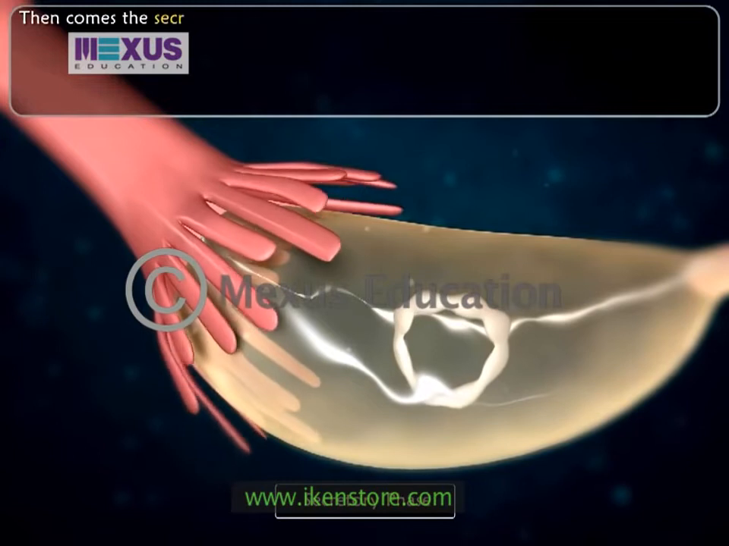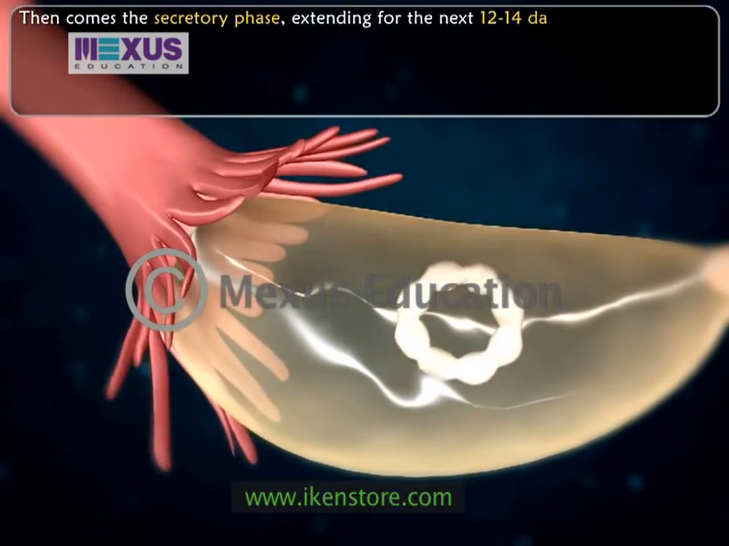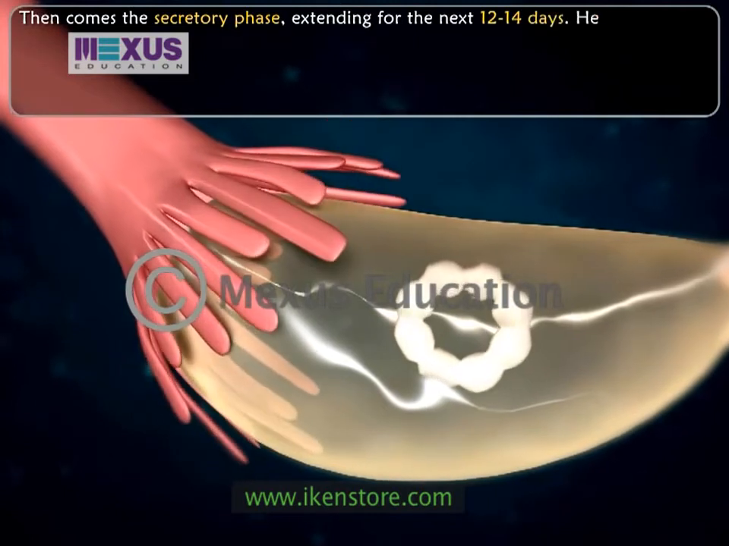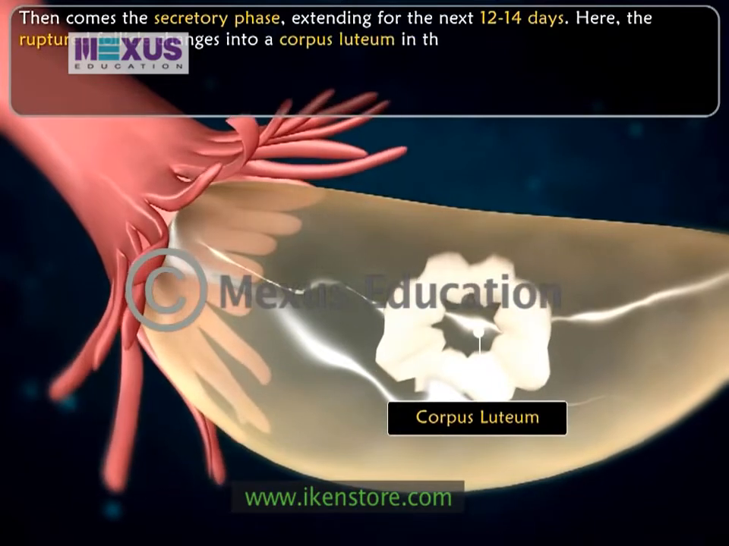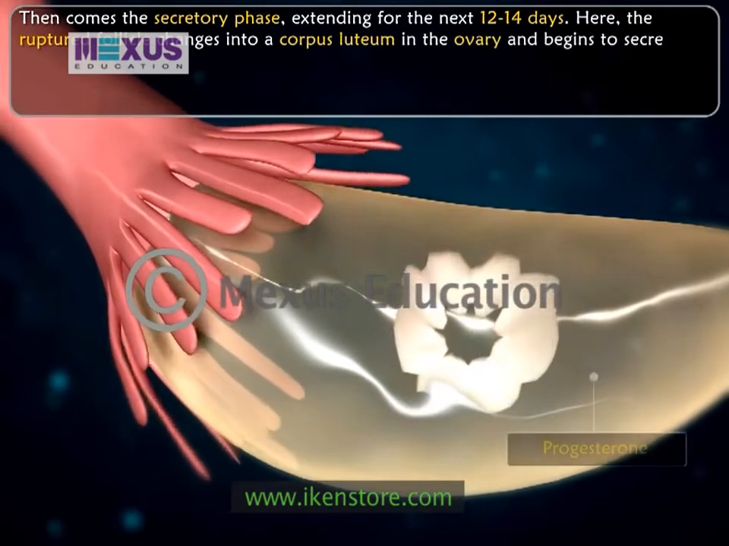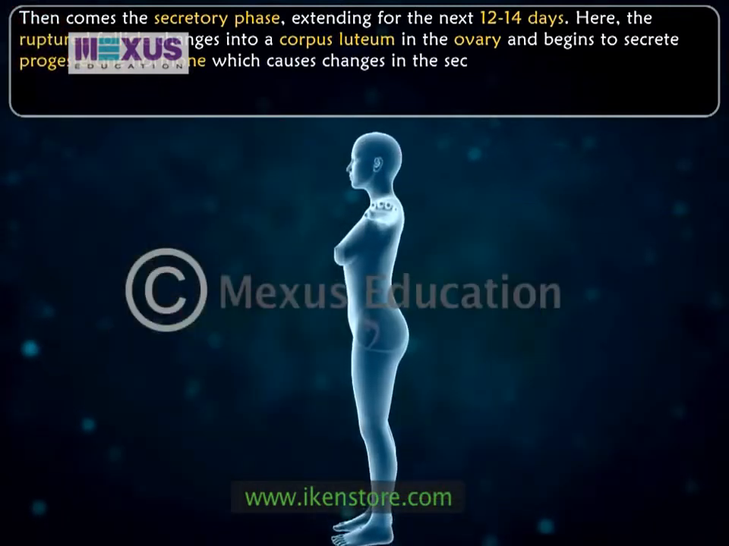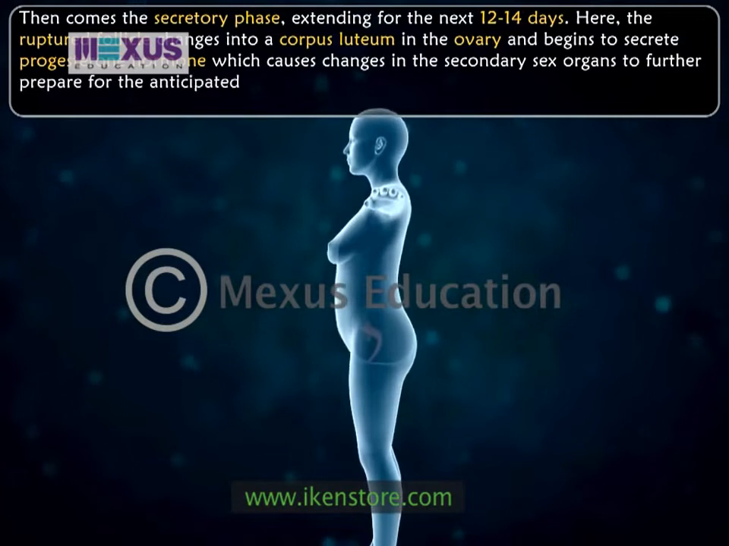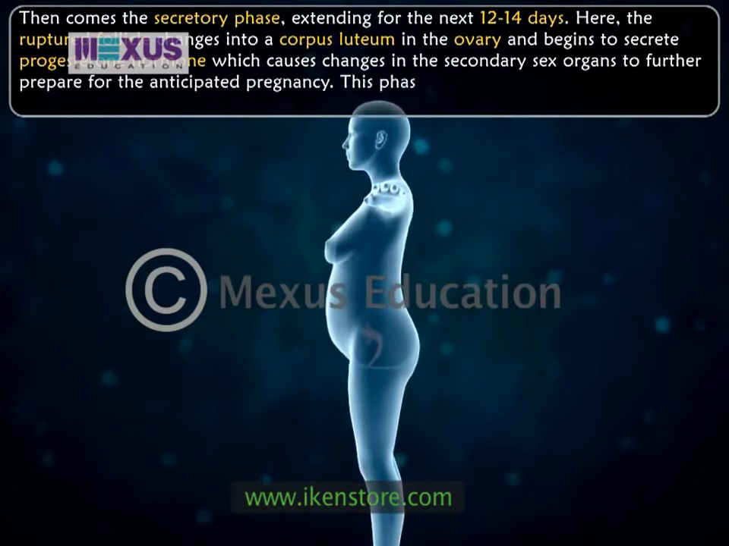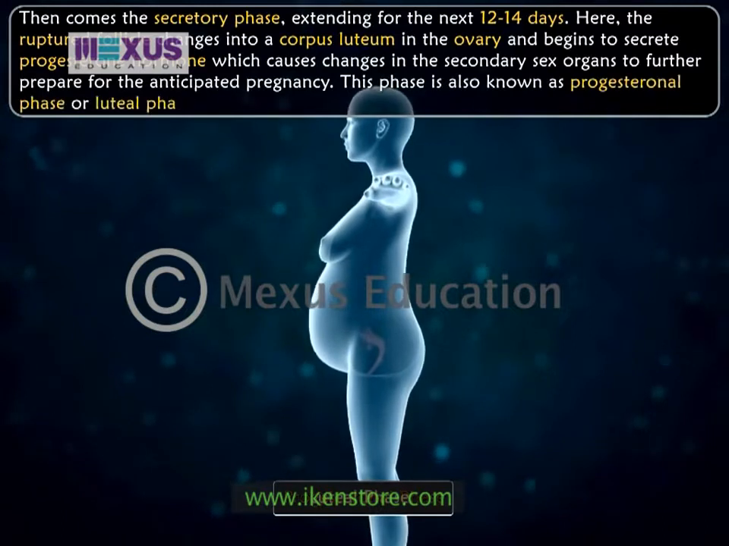Then comes the secretory phase, extending for the next 12 to 14 days. Here the ruptured follicle changes into a corpus luteum in the ovary and begins to secrete progesterone hormone, which causes changes in the secondary sex organs to further prepare for the anticipated pregnancy. This phase is also known as the progesteronal phase or luteal phase.